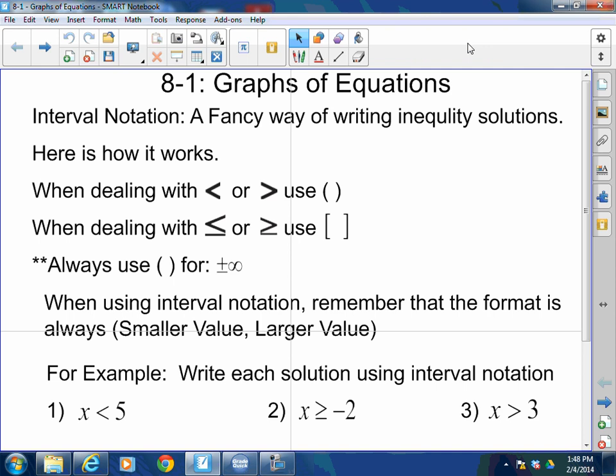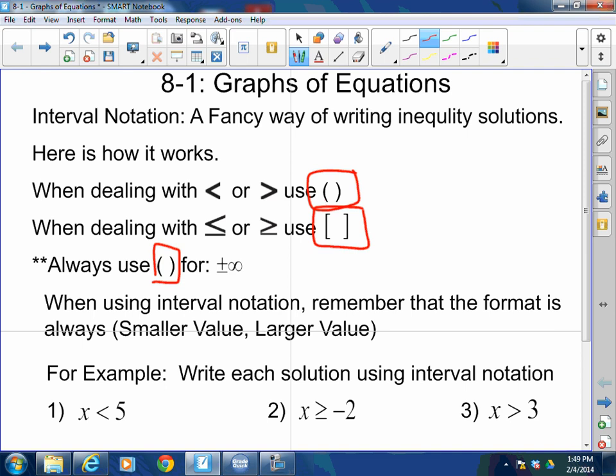Here's how it works. When you're dealing with less than or greater than, you're going to use parentheses only. When you're dealing with less than or equal to or greater than or equal to, you're going to have a bracket. Whenever you're dealing with plus or minus infinity, please remember to use parentheses, because brackets mean that they end. There's a termination. There's an answer. Infinity is forever. It will never end.